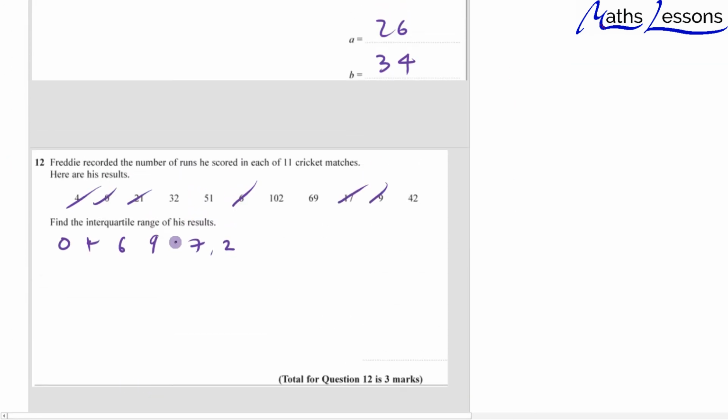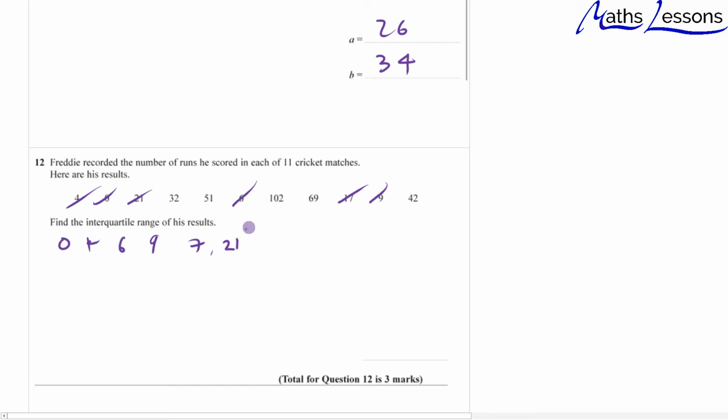For 17, we had 21. Hopefully I haven't missed any out with doing all that. 32, 1, 69, and 102. So we got 1, 2, 3, 4, 5, 3, 4, 5, 6, 7, 8, 9, 10, 11.